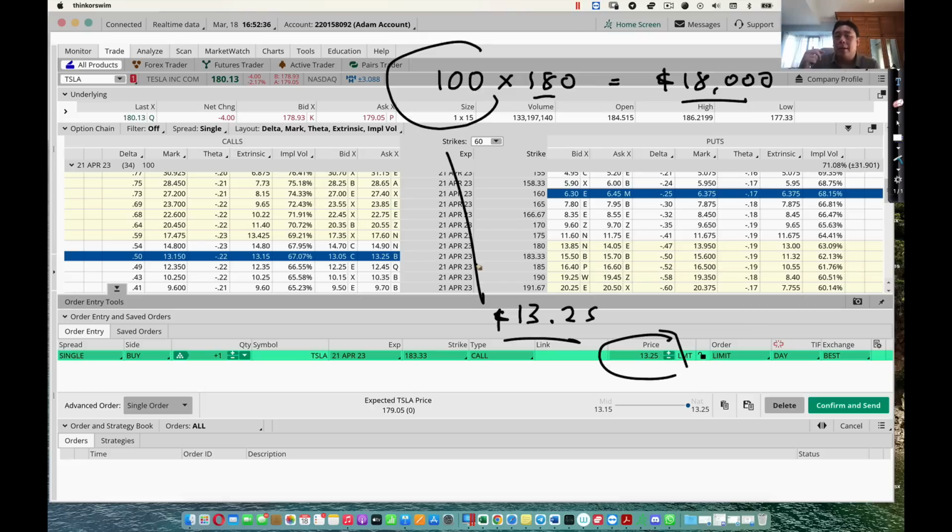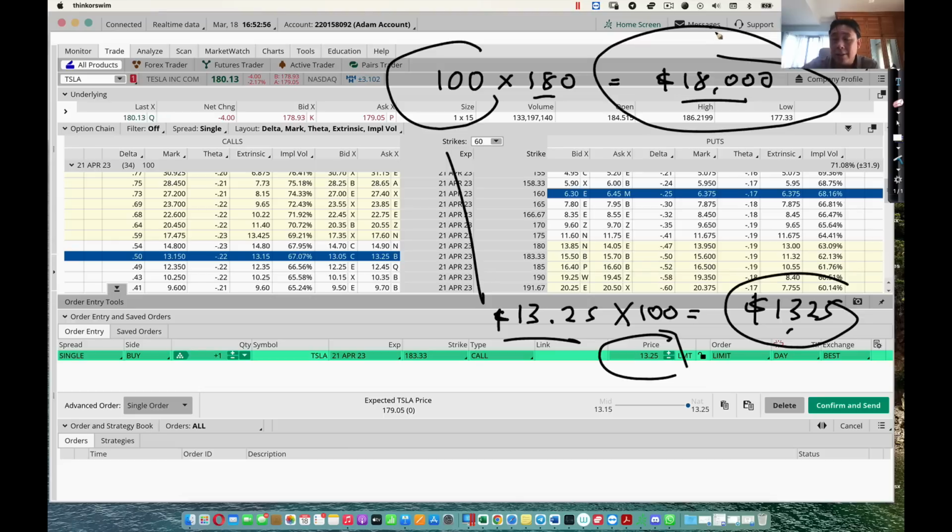So less money, control the same number of shares. We call that inherent leverage. So basically, you use call options to leverage your position. I'm not saying it's good to do that. I'm just telling you why people do that, right? So again, $13.25 times 100, your capital required would be $1,325 versus 18 grand. So that's the main advantage of using a call option: less money, control 100 shares. That's a good thing, but there are a lot of bad things that come with it, right?